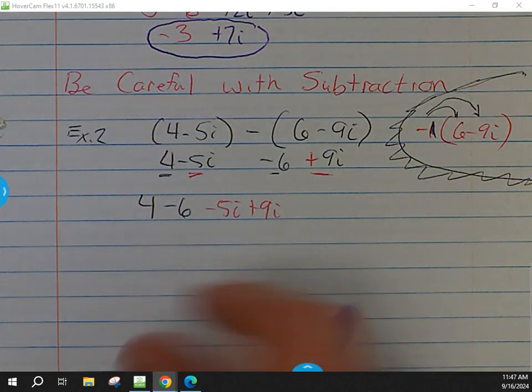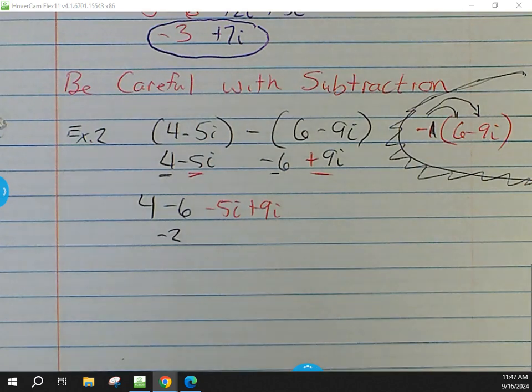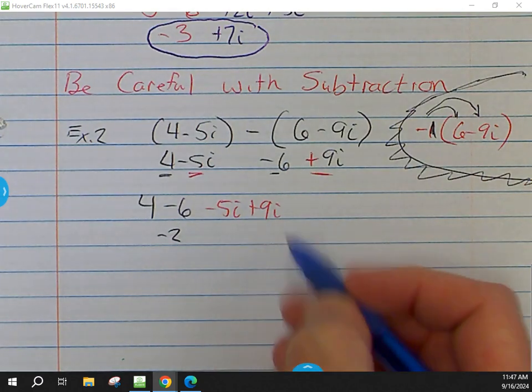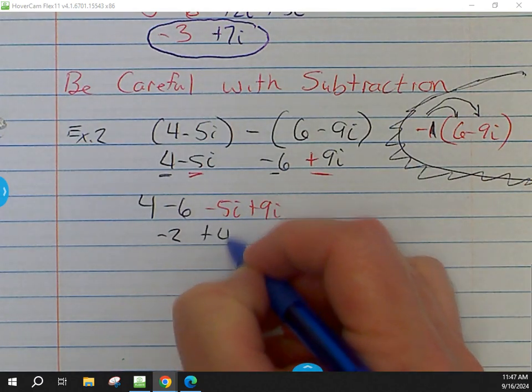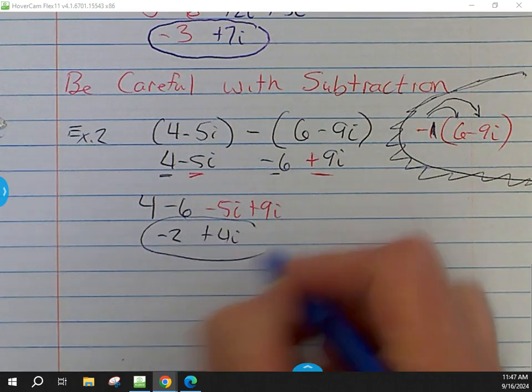Okay, so then it's 4 minus 6 for negative 2. Negative 5i plus 9i, that would be a plus 4i. And then you're good to go.